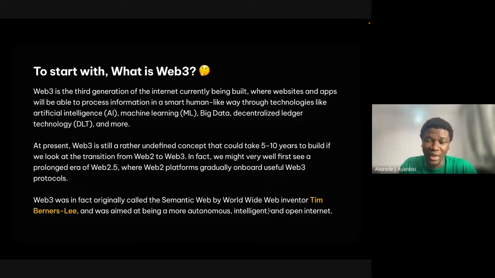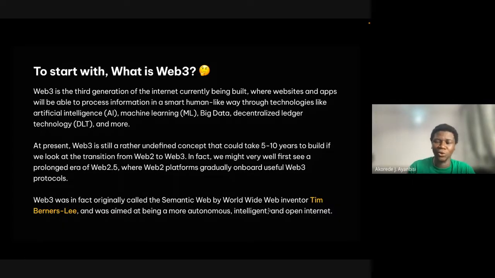As I said earlier, Web3 is the third generation of the internet currently being built, where website apps will be able to process information in a smart, human-like way through technologies like artificial intelligence, machine learning, big data, decentralized ledger technology, and many more. Currently Web3 is a rather undefined concept that could take 5 to 10 years. So one thing we should all know about Web3 is that it is still very early. Regardless of the whole thing going on in the Web3 space, in the whole crypto space, it's still very early. That's why you can see a lot of issues going on.